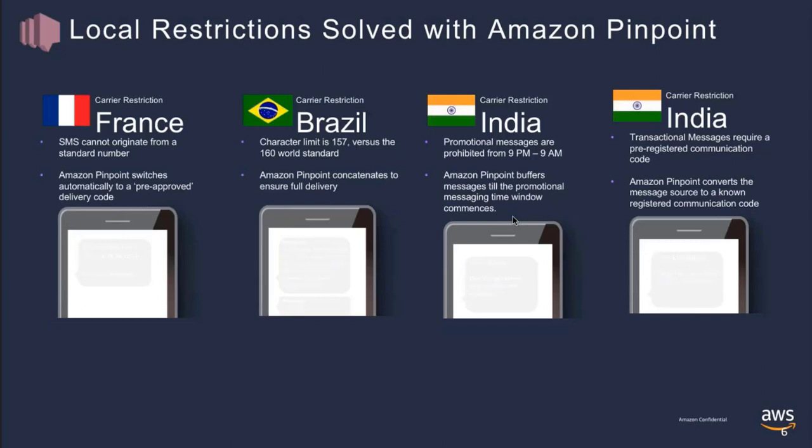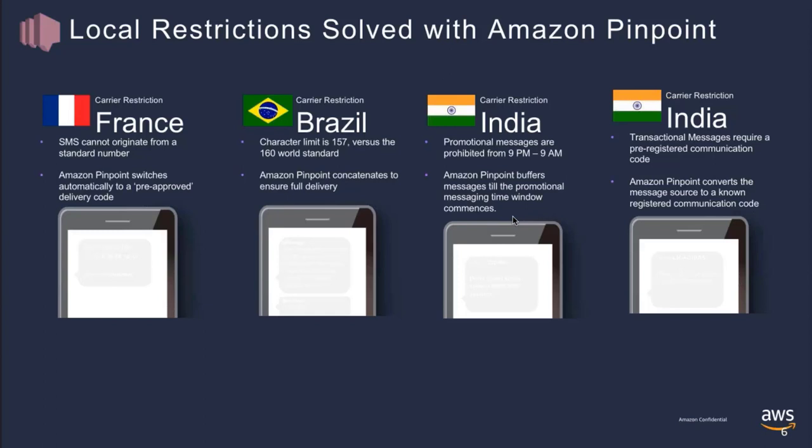So I just want to provide a few more explicit examples of some of the things that are solved by using the Pinpoint SMS functionality. Starting on the left, if you look at France, France has a regulation that says certain SMS cannot originate from a standard number. So if you're sending to a French telco, Amazon Pinpoint will automatically switch to pre-approved delivery codes for you. So again, that's just one less thing for you to worry about.